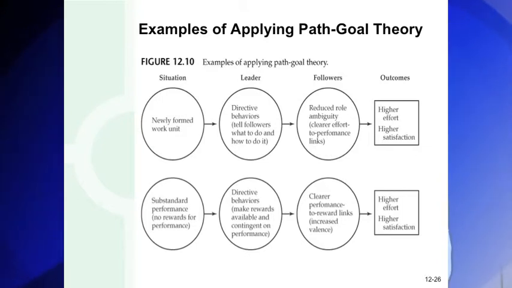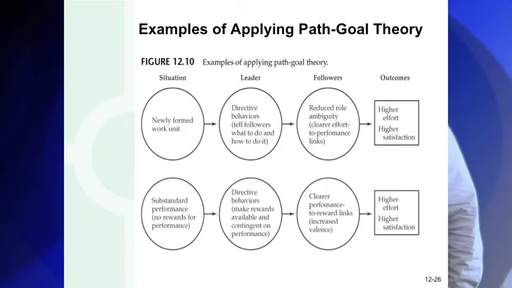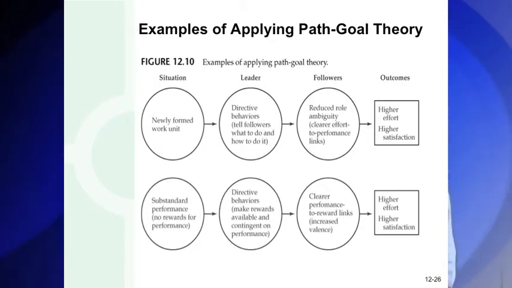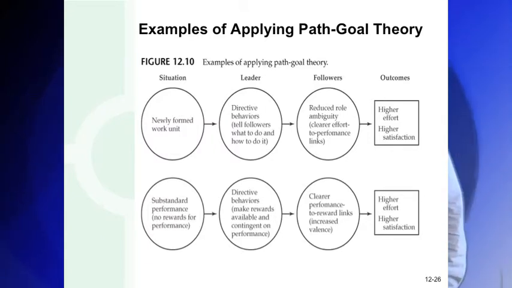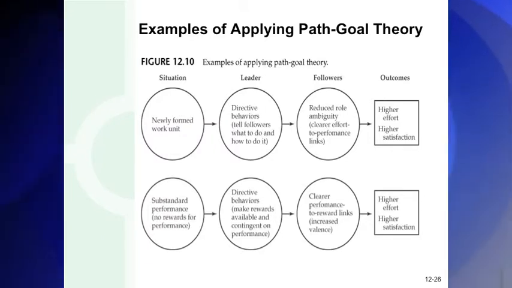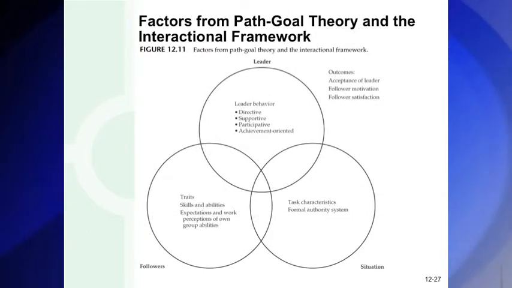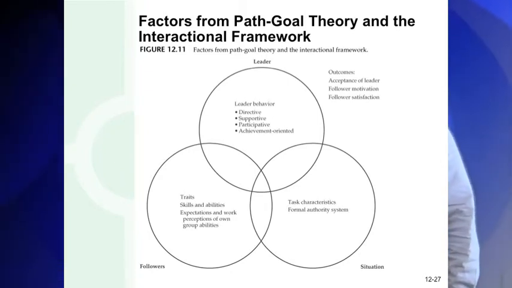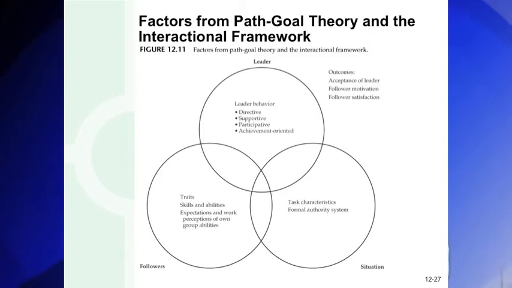Now, where there are situations where it has been formed, and there is clarity around this, then you could say that the leader's behavior is not telling followers what to do. And that situation could still produce a reduced ambiguity regarding the role because it is a structured situation. So Figure 12.11 goes into some factors from the path goal theory and the interactional framework. I encourage you to read through those.